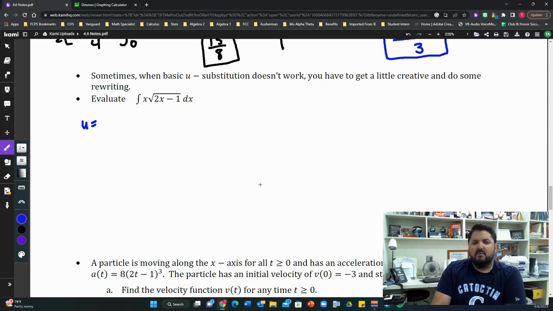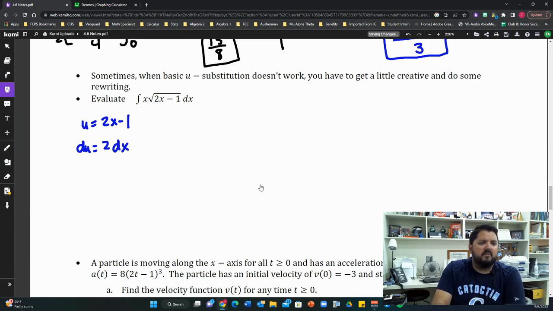Let's say that I tried to set this up like a normal u-substitution problem. I have a radical, and radicals have a natural inside. So the most obvious, most logical choice here would be letting that inside be my u. So if u is equal to 2x minus 1, then my du would be 2 dx. So my u is 2x minus 1, that's inside of here. That's all good.